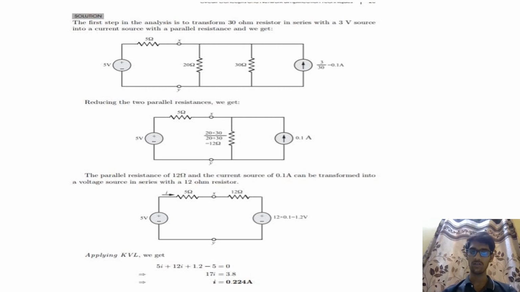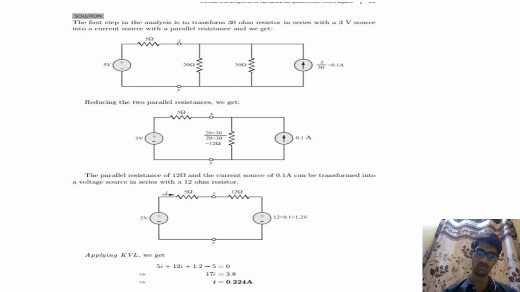You can observe here the simplified voltage source of 1.2 volts is connected to the 12 ohm resistance in series. Again, the resistance is parallel to the current source and in series with the voltage source. Now we have 5 ohms and 12 ohms connected with the 5 volt voltage source and the 1.2 volt voltage source respectively. Now we can apply KVL, Kirchhoff's voltage law, to the third figure in the solution.